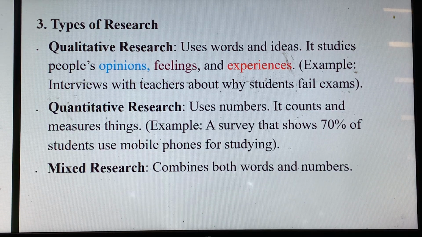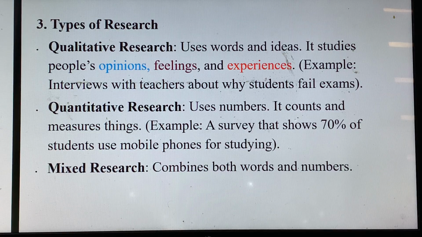So let's talk about types of research, and under this we are going to talk about it in relation to the method. The first type we will be talking about is qualitative research. In qualitative research, the major thing is that we use words and ideas. Hence, we study people's opinions, feelings and experiences. Meaning that this type of research is about how people have experienced a certain situation and they would like to share it with you.